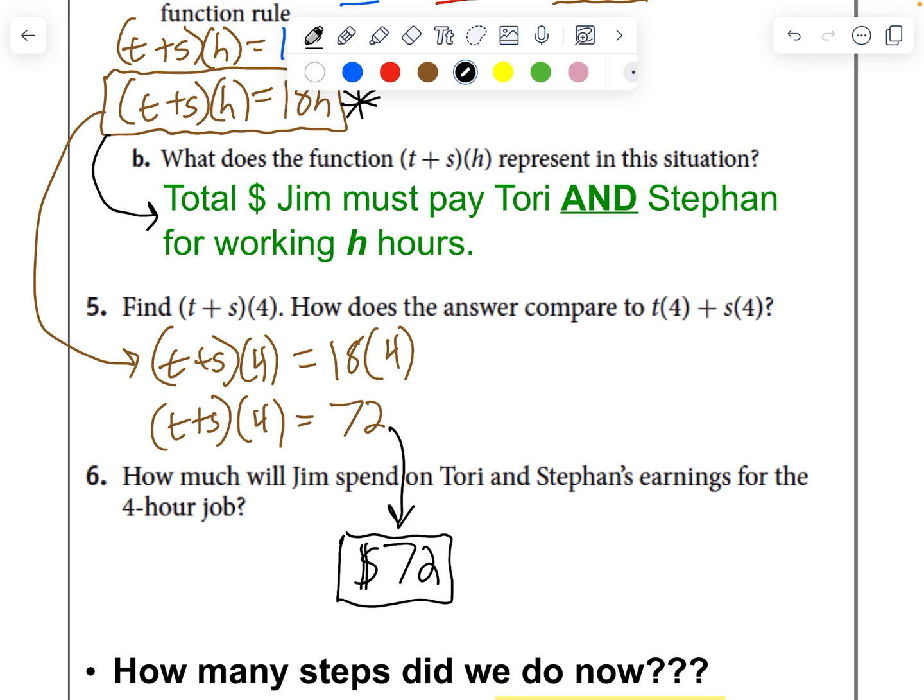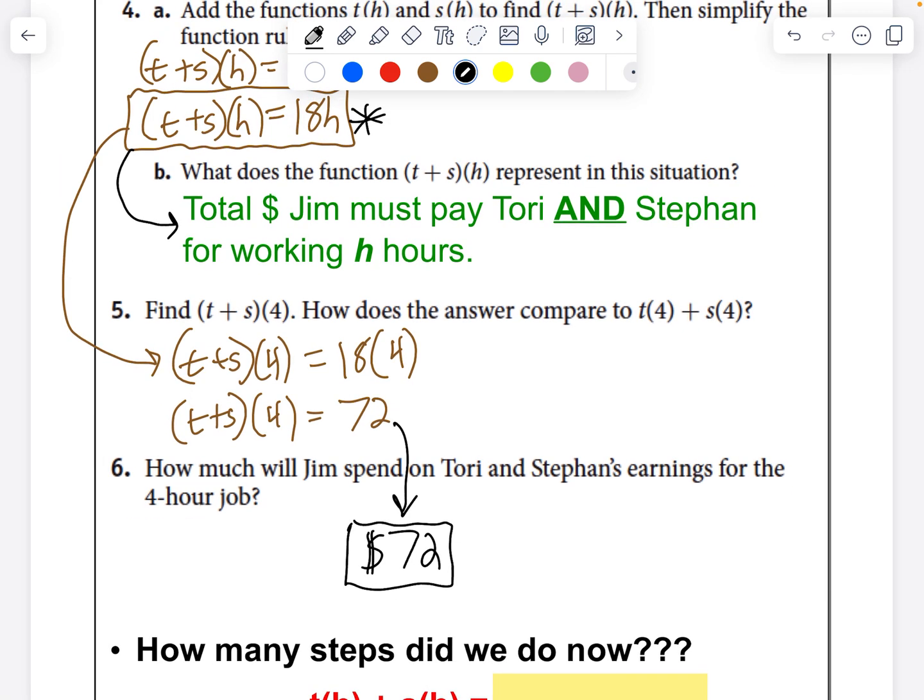I know the last slide wasn't complicated steps, but still it was 2 or 3 steps. We had to find Tori's money, we had to find Stefan's money, and we had to add them together. Now that we have this new t plus s of h function, all we had to do was plug in 4 one time and get our $72, okay? So that's the advantage, and that's a good example of the type of word problems we'll have to do in this unit with multiple variables.